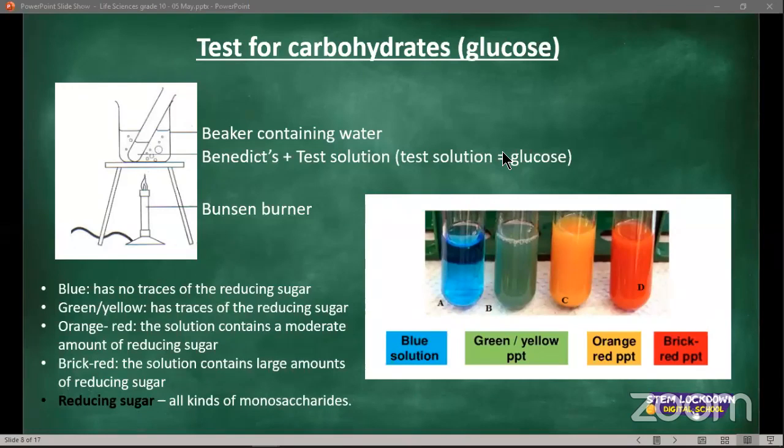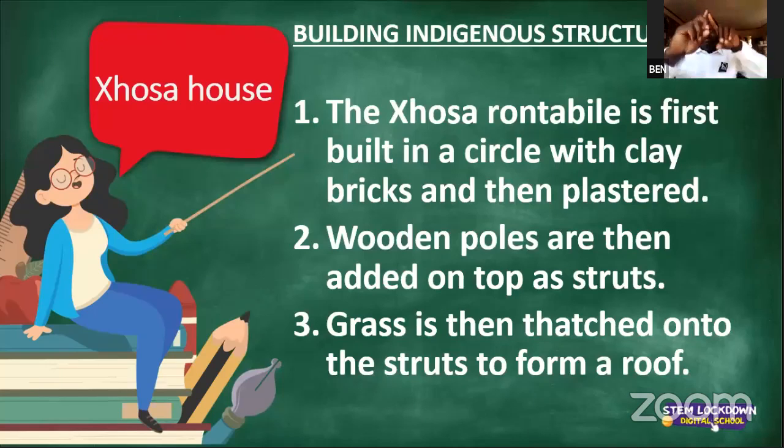Okay, I'm reading through your chats now. So Lee says, Biuret will turn purple for protein and Benedict solution is for carbohydrate. Yeah, that's right.